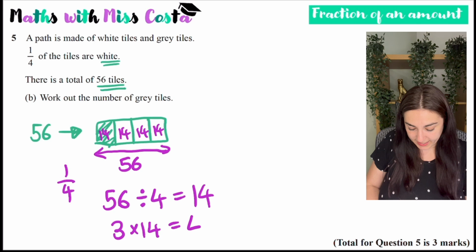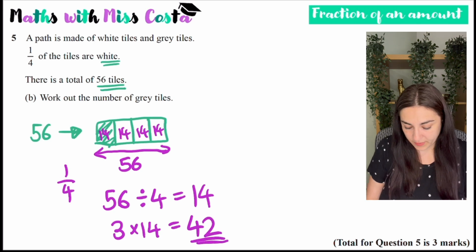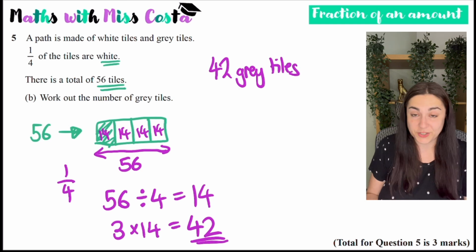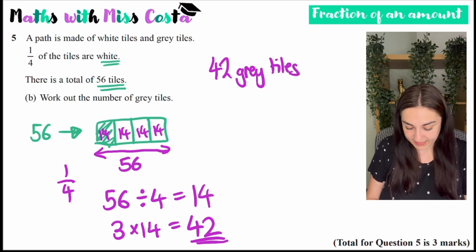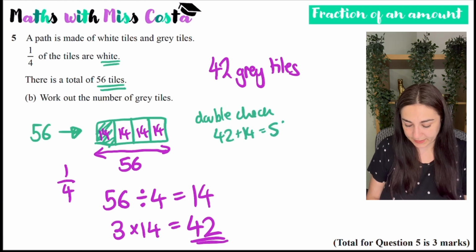And to double check that I've done it right, 42 grey tiles. 42 plus 14 must add up to 56. So double check. Am I right? 42 plus 14 equals 56. So I know I'm right.